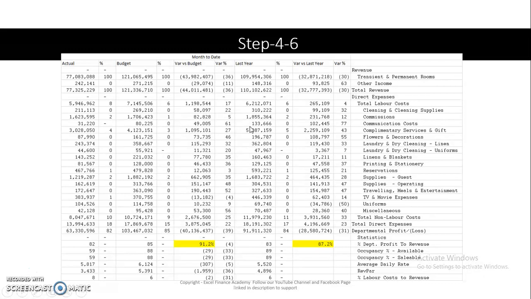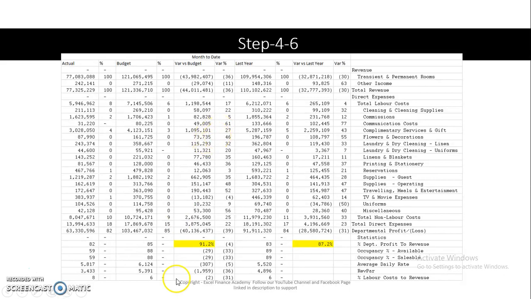The second thing we learned was to calculate the variance column. If the standard profit and loss statement of your hotel is not generating the variance statement, you need to calculate that so that you can compare the variances to last year and budget ready-made. You don't need to use your calculator and waste time calculating the percentages.